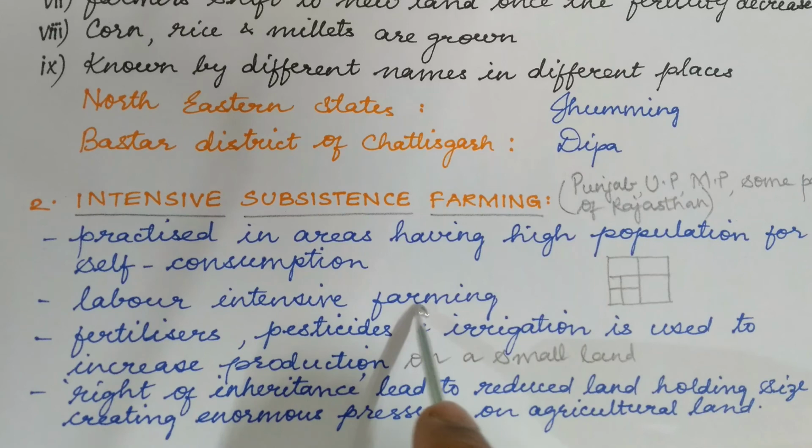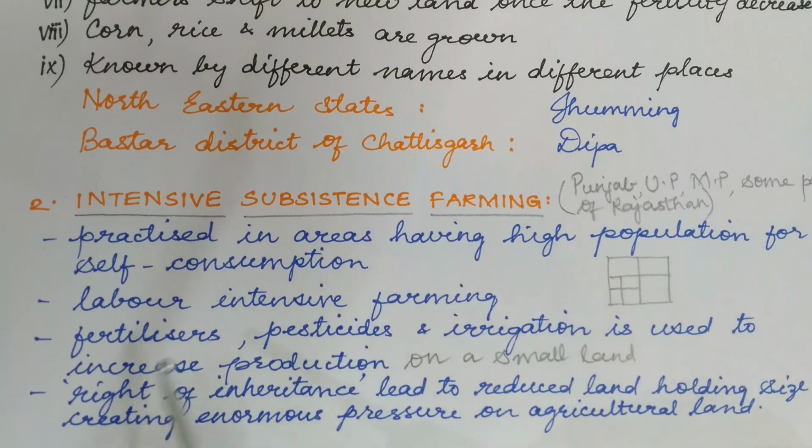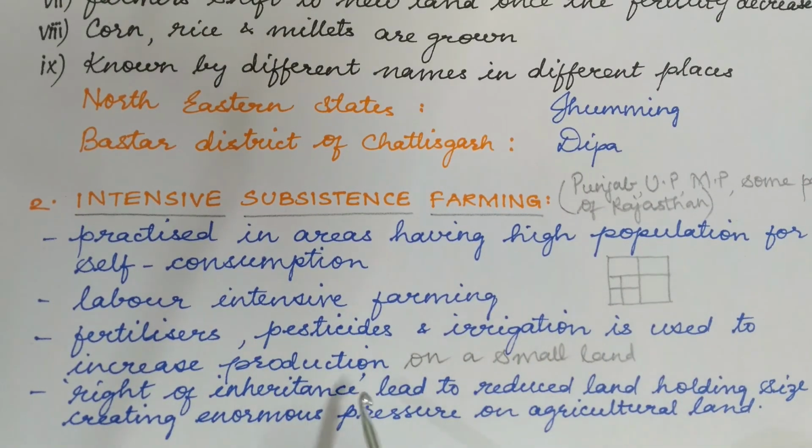Labor-intensive techniques are used. That means cheap and skilled workers work in this farm. And here, fertilizers, pesticides and irrigation are used to increase production on a small land. It is basically mechanized. An individual farmer uses modern methods of agriculture in order to grow the crops on a small piece of land. Now, right of inheritance led to reduced land holding size, creating enormous pressure on agricultural land.